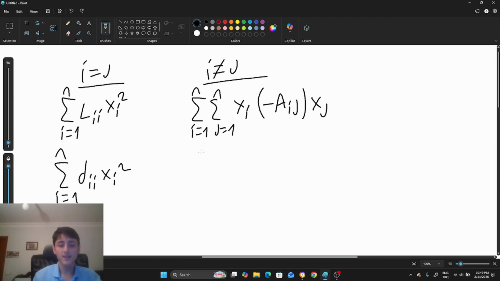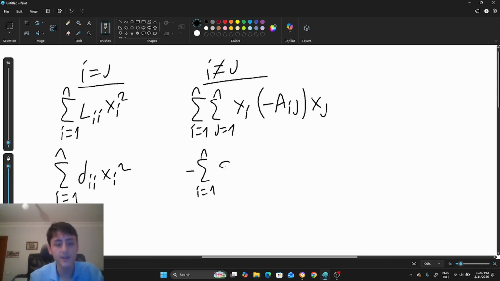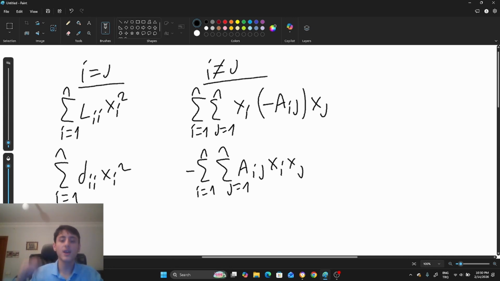And we can actually write this as just putting the minus outside. Sorry about that. I forgot another summation. Minus the sum over i equals 1 to n, j equals 1 to n, of a_ij xi xj. Great.